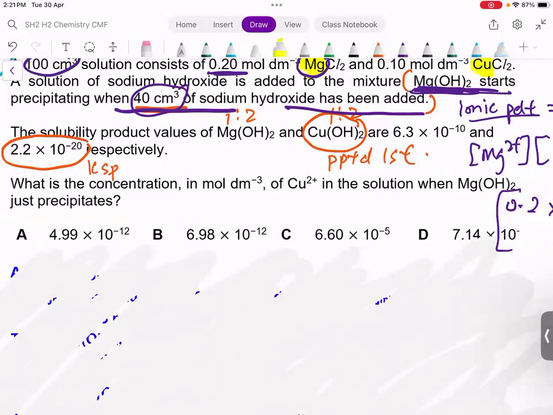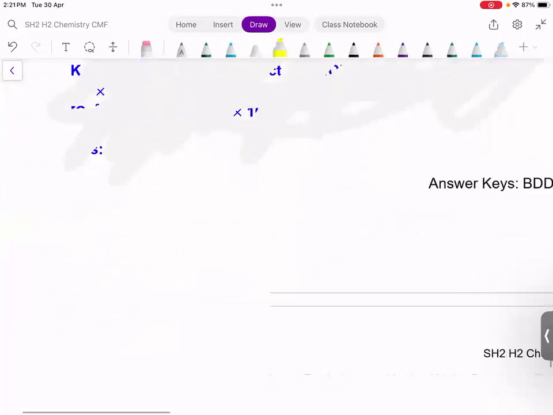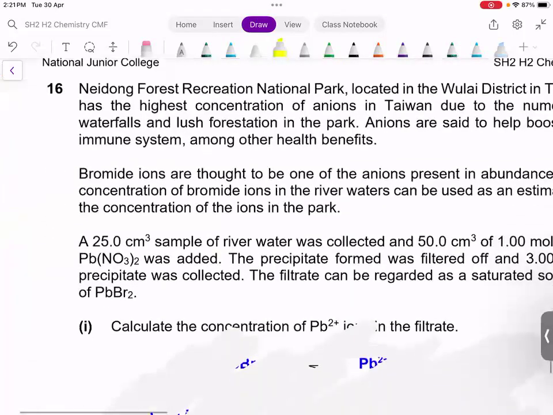Can or not? Okay, so with that, let's move on to the next part. Okay, question 16. Did you manage to try it? All right. Oh, so we have some time. Do you want to try it now?